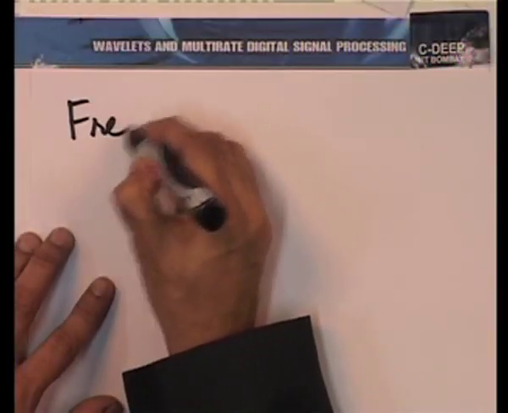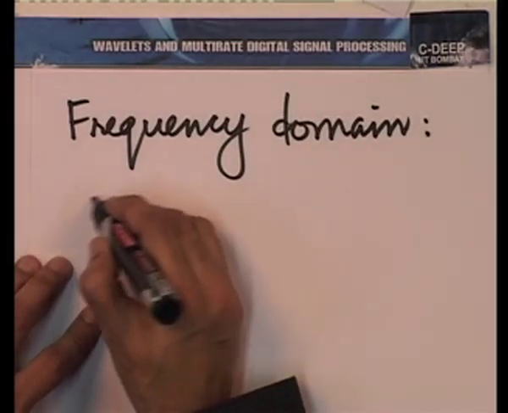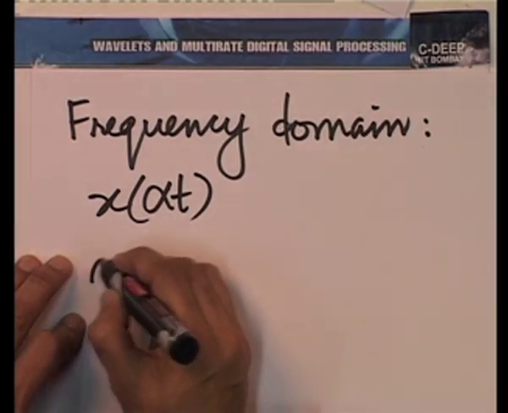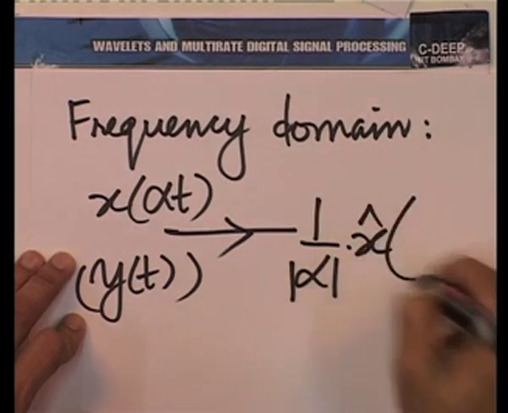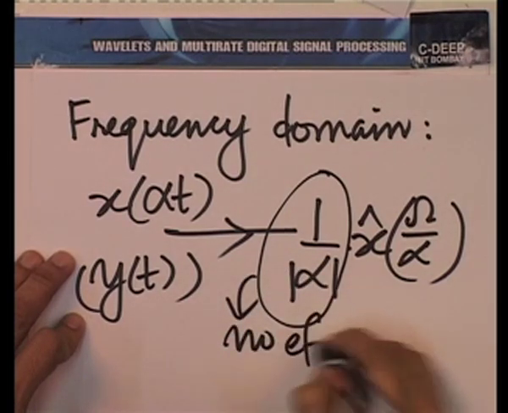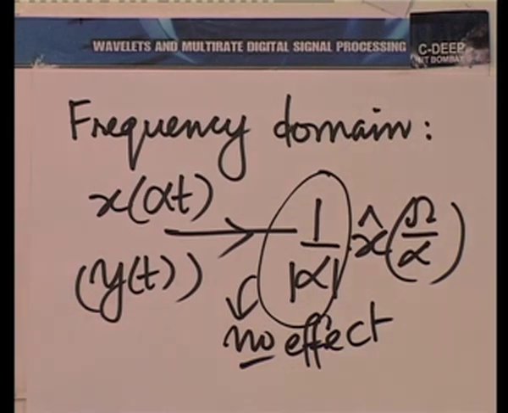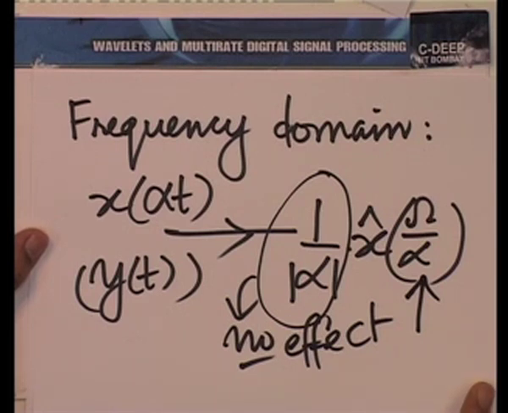So, we have in the frequency domain, x of alpha t, which is essentially y t, corresponds to 1 by mod alpha x capital omega by alpha, and this scaling has no effect on the variances or the center, as we saw a minute ago. It is essentially this that we need to look at carefully, the 1 by alpha scaling. And one can use a set of steps very similar to what we did in the time domain and arrive at the following conclusions.